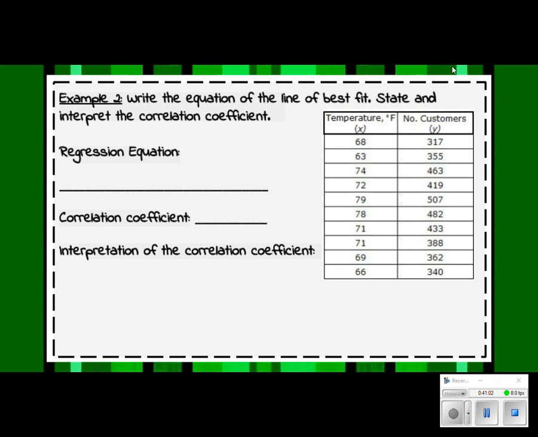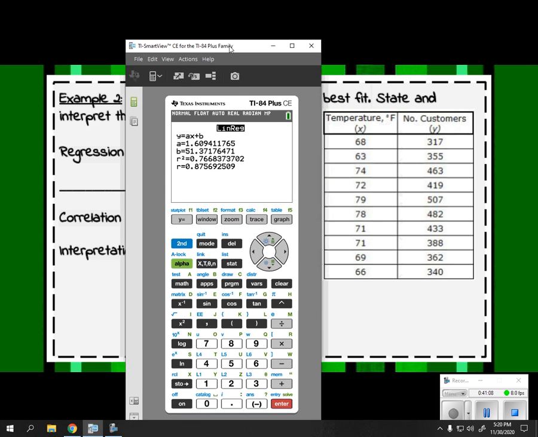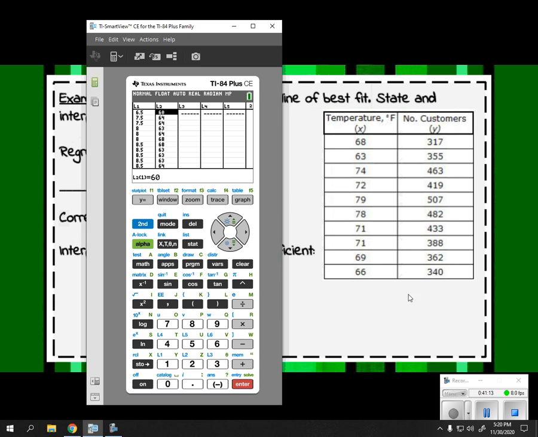All right, so here's another one. We're going to fill in the table. I'm going to do it lickety-split. You can work on getting that into your table, and then we'll come back and we'll talk about how to find the linear regression and interpret the correlation coefficient.